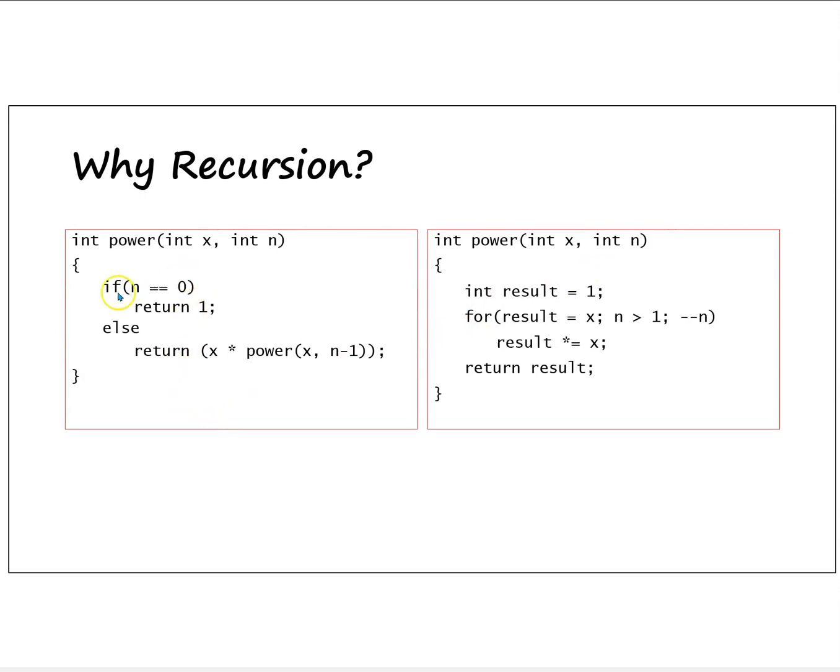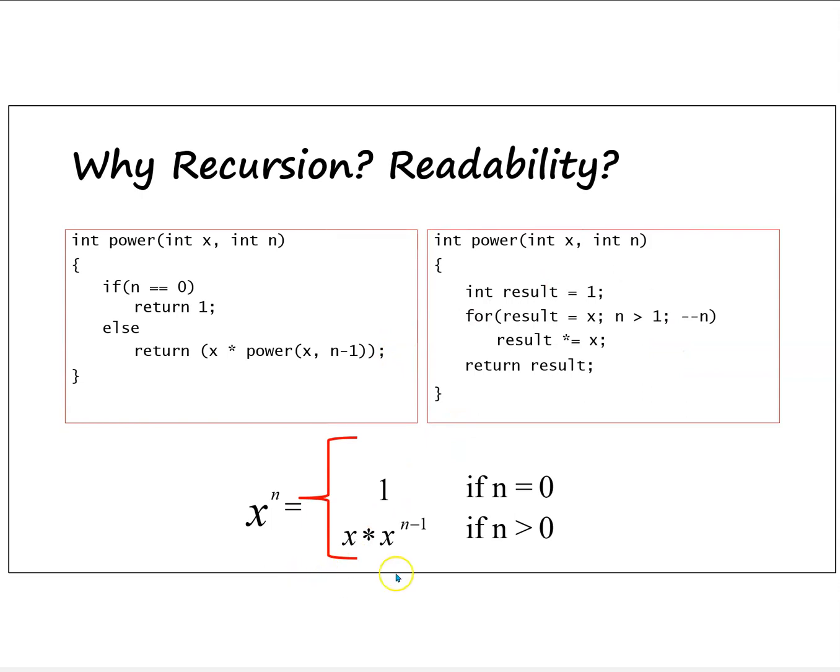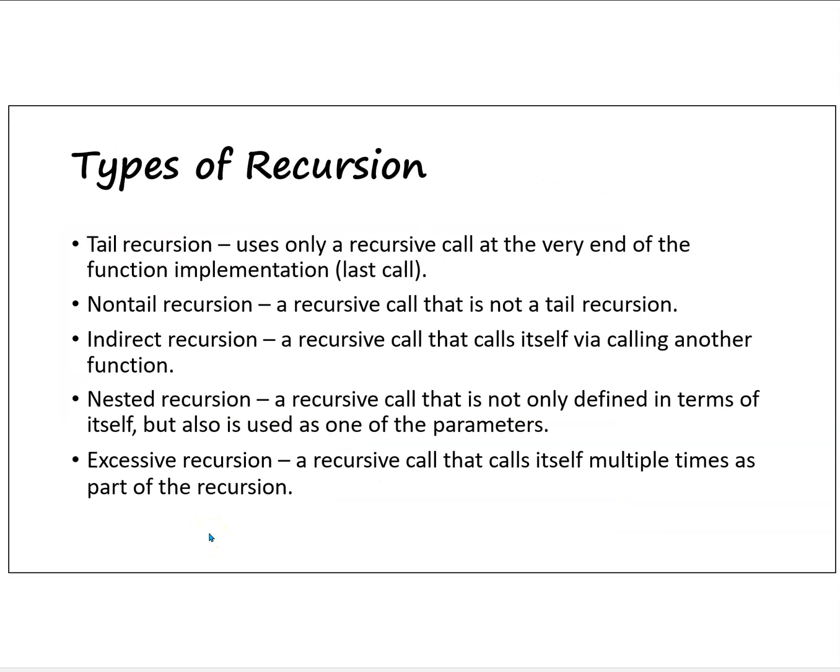So here's an example. We've got the recursive version and the non-recursive version. Why do we want to use recursion? Well, this one looks more like the actual definition. There are different types of recursion. There's tail recursion, which only uses recursion at the last end of the function. Non-tail recursion is a recursive call that's not tail recursion. Indirect recursion is a recursive call that calls itself via calling another function. Nested recursion is a recursive call that is not only defined in terms of itself, but also is used as one of the parameters to itself. And excessive recursion is a recursion that calls itself multiple times as part of the recursion.